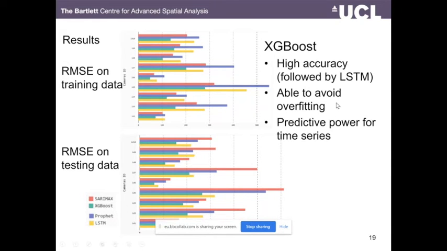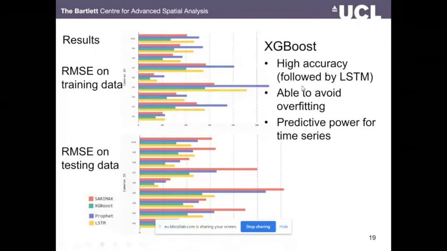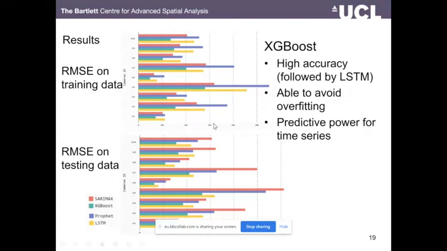Next to the XGBoost, the LSTM also has very high accuracy across different cameras. Our concern here is the low accuracy of the seasonal ARIMA. The seasonal ARIMA is the red bars here. We think the low accuracy may be due to the tuning of the parameters. Maybe the grid search is not very optimal for tuning the ARIMA models.